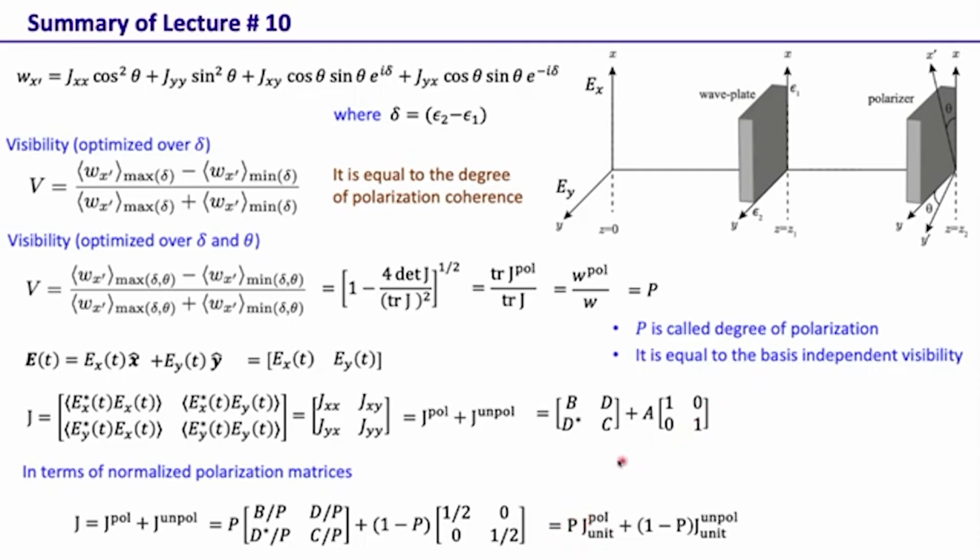So the degree of polarization has two interpretations. First is that it is the intensity associated with the polarized part divided by the total intensity. Or in this kind of decomposition, it is the coefficient that shows up in front of the polarized part, or basically the weightage of the polarized part.